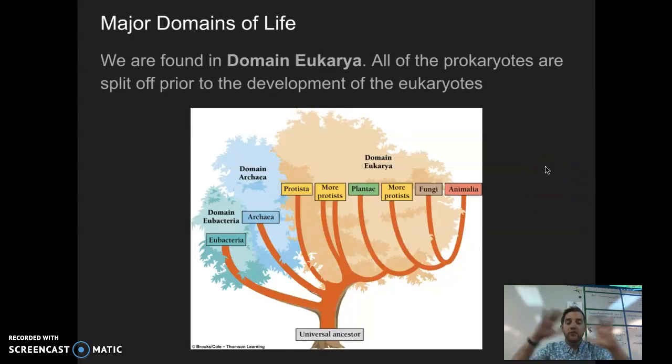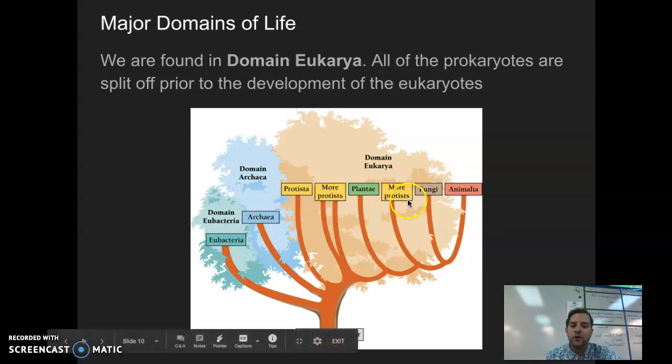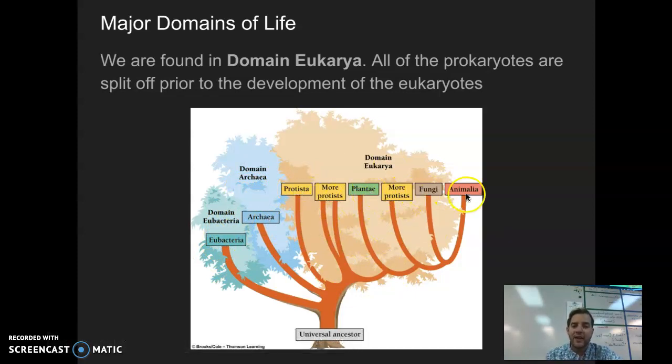So the first level of classification is the domain. We are found in domain Eukarya. There are 3 domains: Eubacteria, Archaea, and Eukarya. So we have bacteria, and then we have extreme bacteria, and then we have the eukaryotes. The eukaryotes, that's where we are, organisms that have nuclei. Prokaryotes split off into the other 2 domains. Within our domain, we have a lot of protists, and then we have the plants, fungi, and animals.